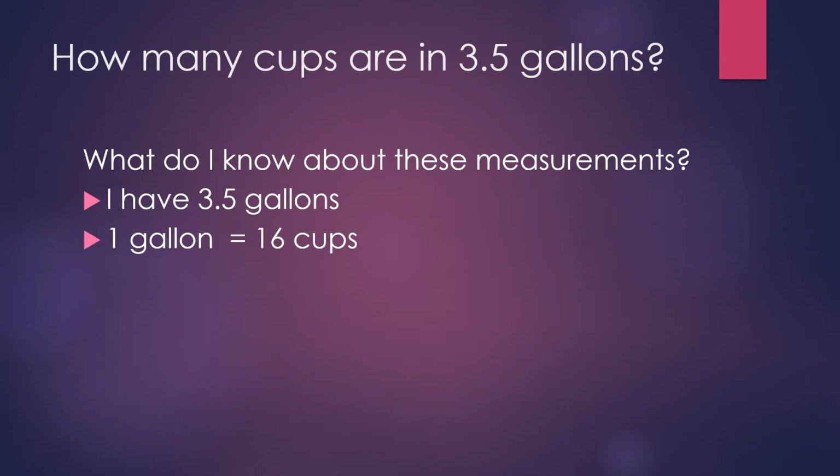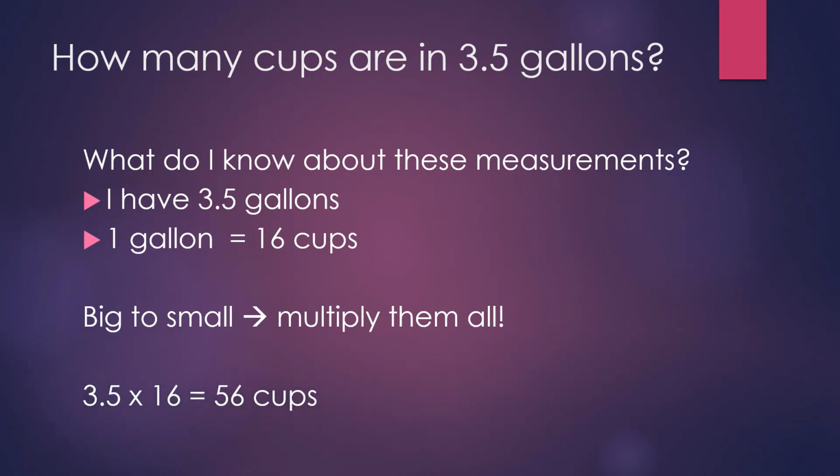Now, when I go from big to small, what do I need to do? We multiply them all. So I'm going to take these numbers and multiply them together. When I multiply my 3 5/10 gallons by 16 cups per gallon, I end up with 56 cups. The only thing that makes it tricky is that you have to use what you know about decimal multiplication to solve. But I know you're going to do awesome if you come across any questions like this. Let's do one more example.